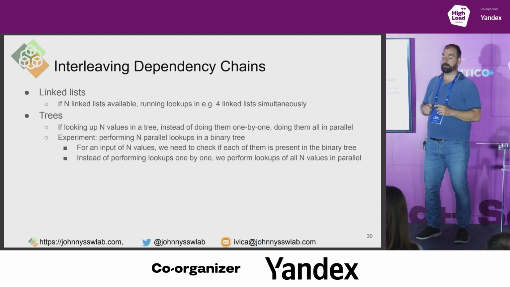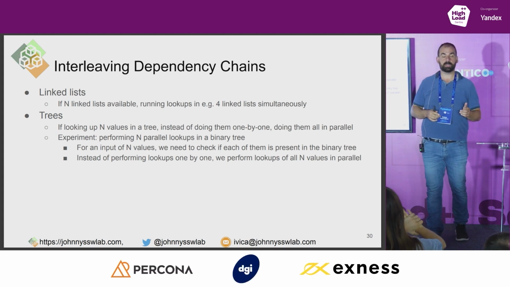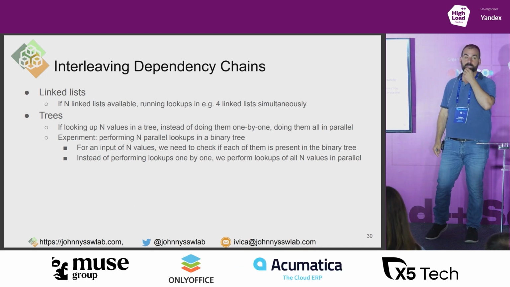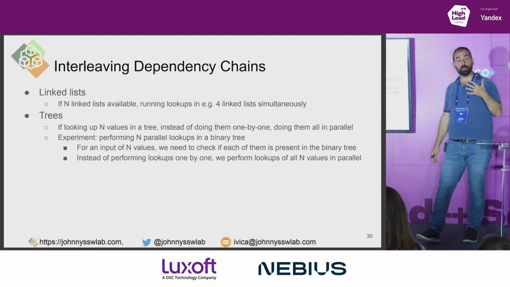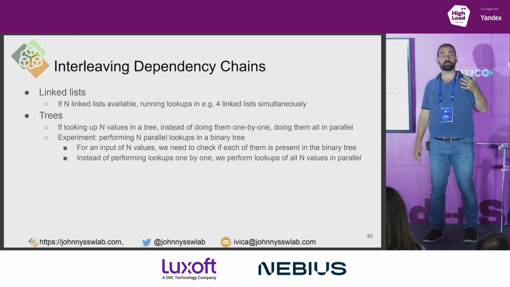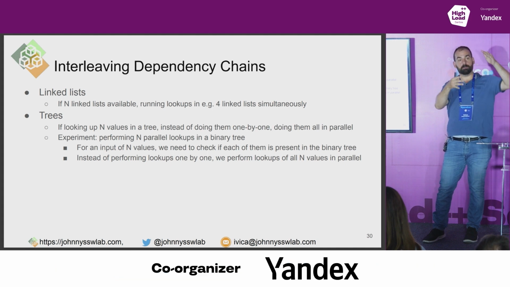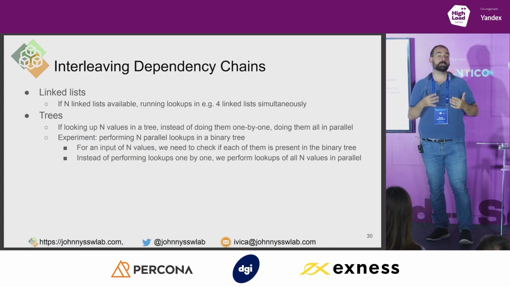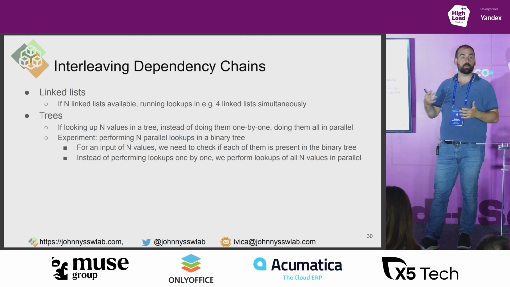So, interleaving dependency chains. Imagine we have n linked lists. One way to do it is go to linked list 0, go to linked list 1, go to linked list 2, and so on. If we want to interleave, we can, let's say, process four linked lists in parallel: node 0 of linked lists 0, 1, 2, 3, then node 1 of linked lists 0, 1, 2, 3. This is called interleaving because we are giving the CPU more available instruction-level parallelism, and that makes the code faster.